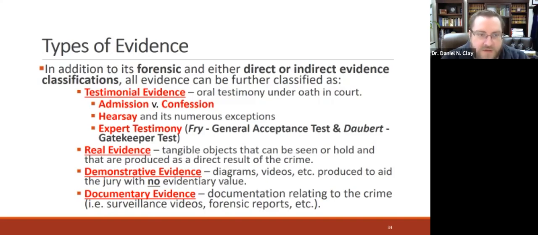So again, if you're asked to classify evidence, you ask first, is it forensic or non-forensic? Is it judicial or non-judicial? Is it direct or indirect? Is it testimonial, real, demonstrative, or documentary? That's how you classify evidence and sub-evidence. And if it's testimonial, you have to ask a little bit further: is it a lay witness, is it an expert witness, and so on and so forth.